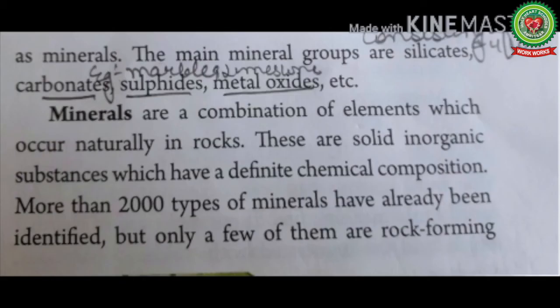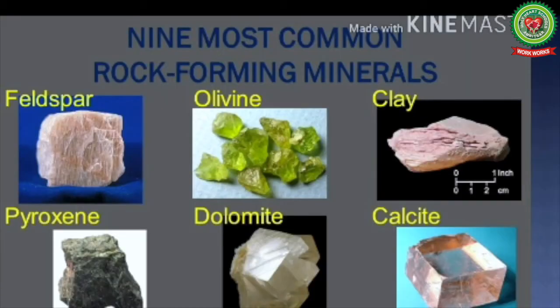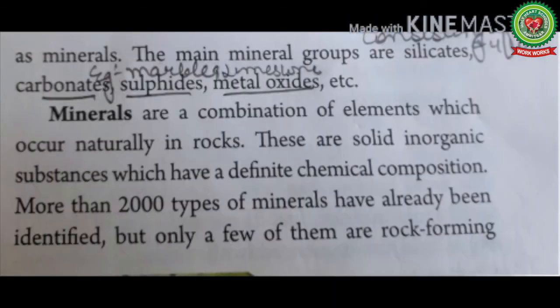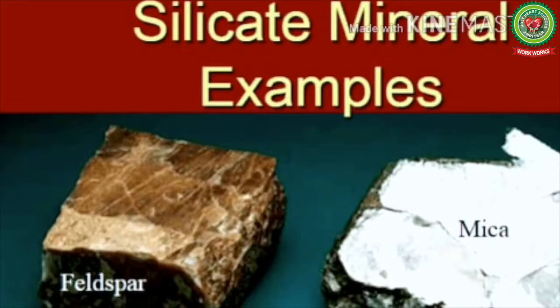They are also known as minerals. The main mineral groups are silicates, carbonates, sulfides, and metal oxides. There are about 2000 minerals, out of which 12 are common and used all over the world. They are also called rock formers. We usually study the four major mineral groups. Number 1, silicates. About 87% of the minerals in the earth crust are silicates.